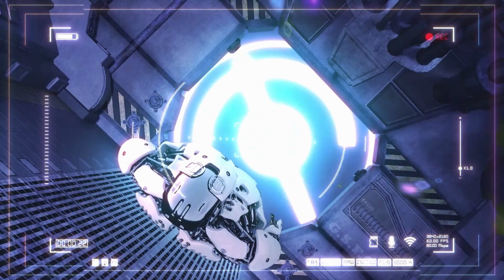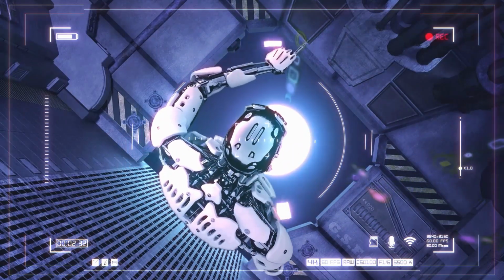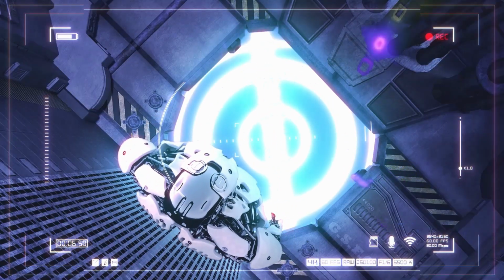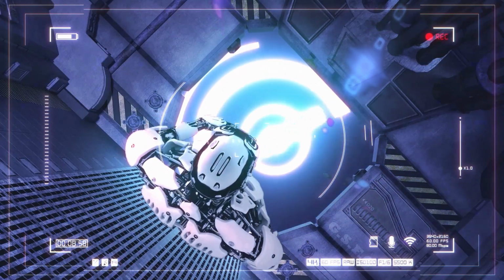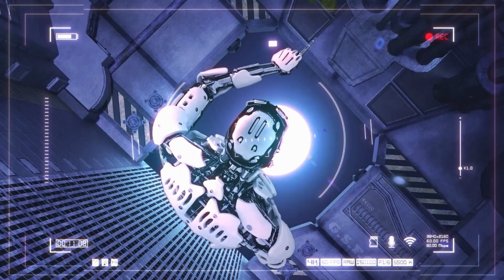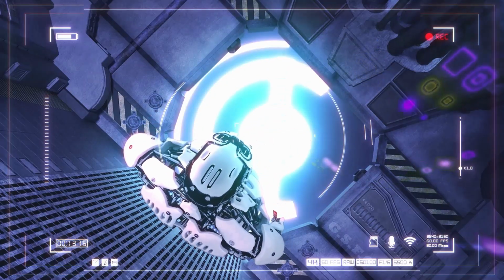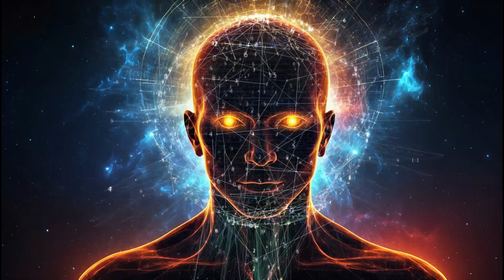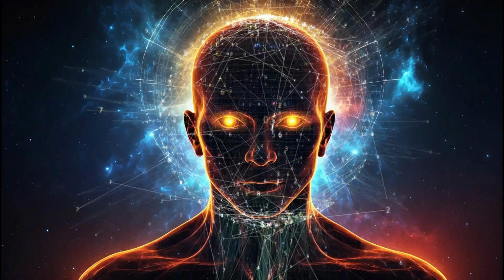Mark types on his keyboard. The screen shows a generic asset marketplace website, like Turbo Squid or Sketchfab. The UI is a bit dated. I was on this old niche forum, Polycount Echoes, I think it was called, where people swap abandoned projects and obscure models. Most of it's junk, but sometimes you find a gem.